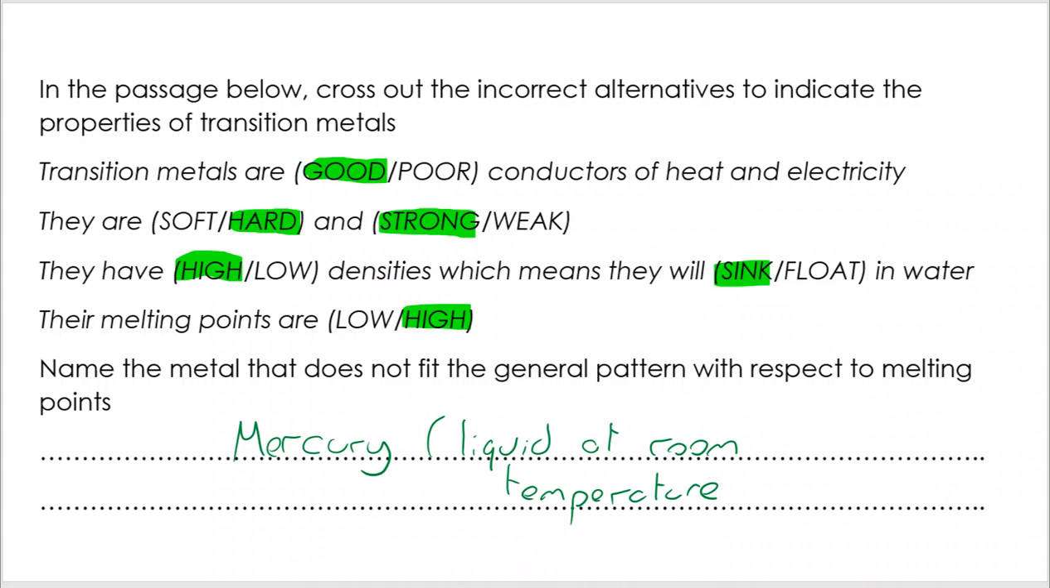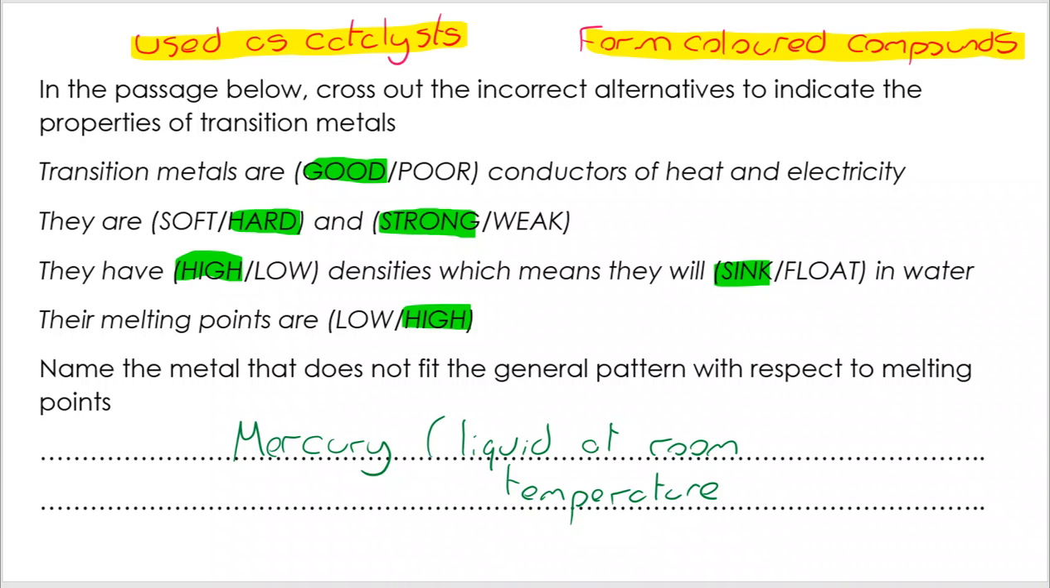And a couple of facts just to finish off here that will become important later on, but we will introduce them now. Transition metals are often used as catalysts, and they do form coloured compounds. Take the example of copper sulfate with a really vivid blue colour that I'm sure you'll recognise.